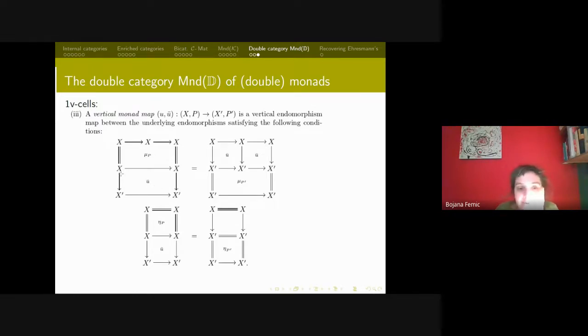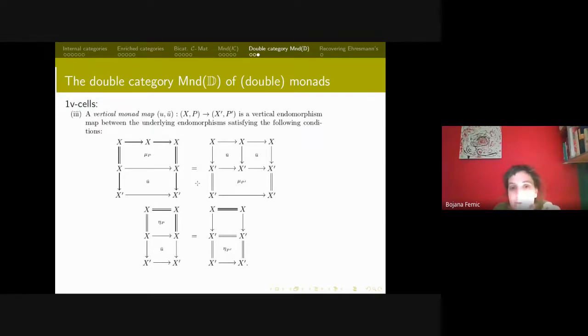Now on the left, vertical, from X to X', goes a non-trivial vertical one-cell called U, which they don't write here, but I tell you it is called U. It's this U here on the top. And on the right is the same U. So on the top, in the middle, is P, and on the bottom is P'. So that is a non-trivial square.